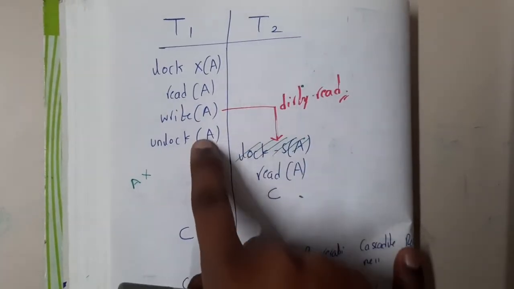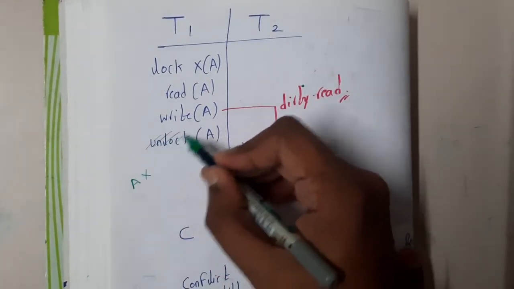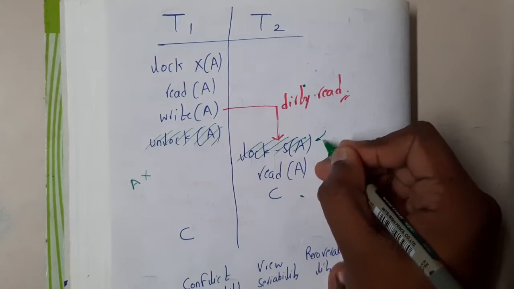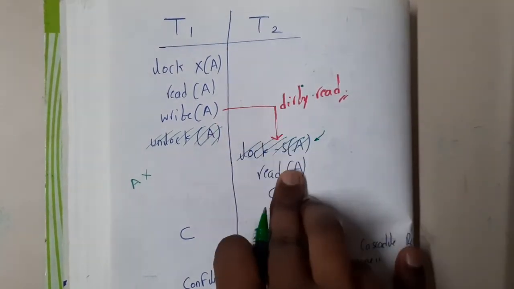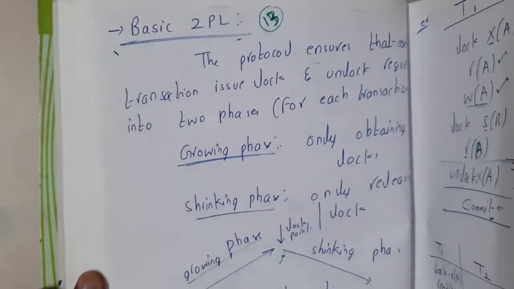Or you can write this unlock below also. So anything will work, guys, okay? Or you can strike off this unlock, that will be better, right? Yes. So let this shared lock be here, okay? Yes. So this is nothing but a dirty read, right? Yes. So even dirty read is also possible in this basic 2PL.